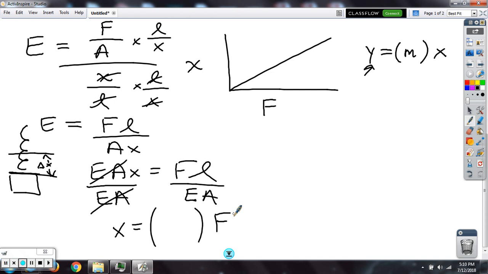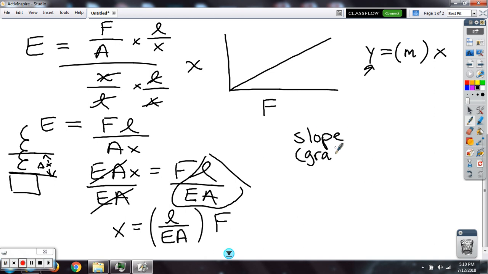What that something is, is everything that's left over here. So we have L divided by E times A. So the slope, or what this paper says is the gradient, equals L over EA.